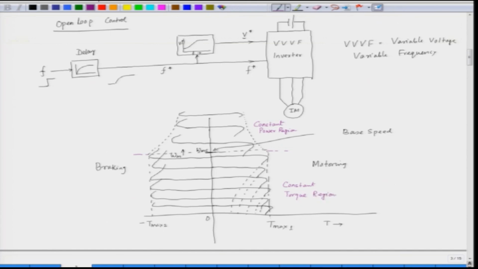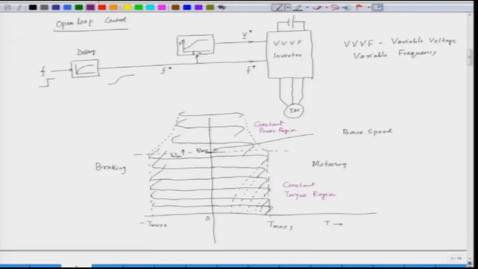So, this is the torque speed characteristic of an induction motor when supplied from a variable voltage variable frequency inverter, and we maintain V by F constant up to the base speed. Beyond the base speed, voltage is kept constant and frequency is increased. So, V by F decreases, and hence as per the equation, if you decrease V by F, torque reduces, and that is something like a constant power mode.